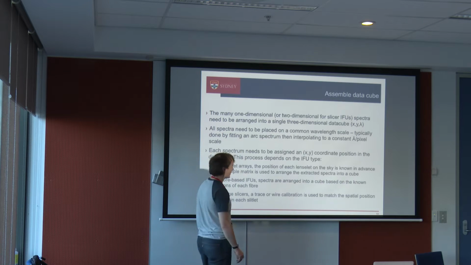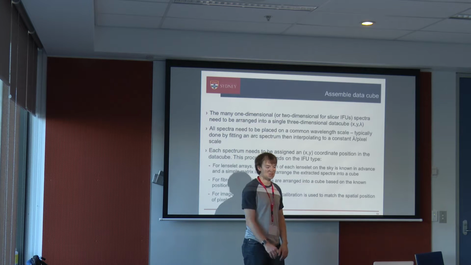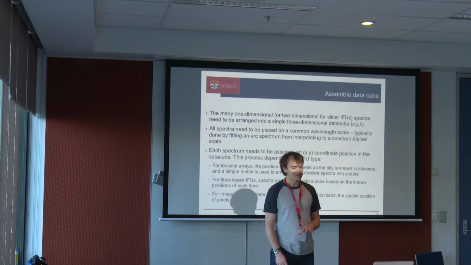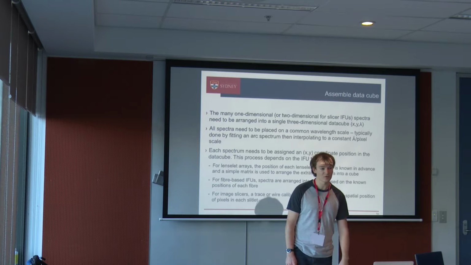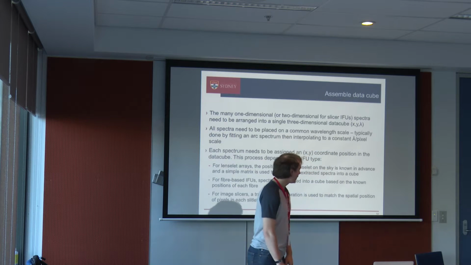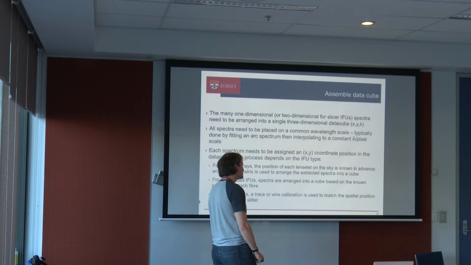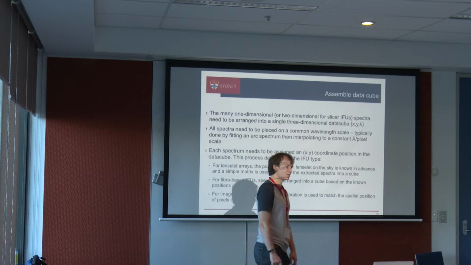Second thing you need to do is assign each spectrum an XY position on the sky. Again, this is a little bit IFU dependent. As I said, for the lenslet arrays, it's generally done for you with the rectification matrix. For the fiber-based IFUs, this is again generally done for you by the people who build the instrument.